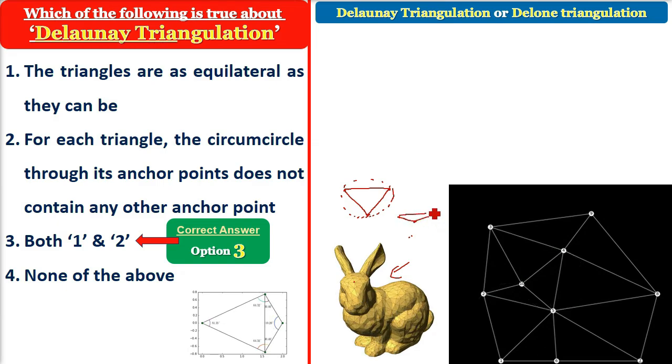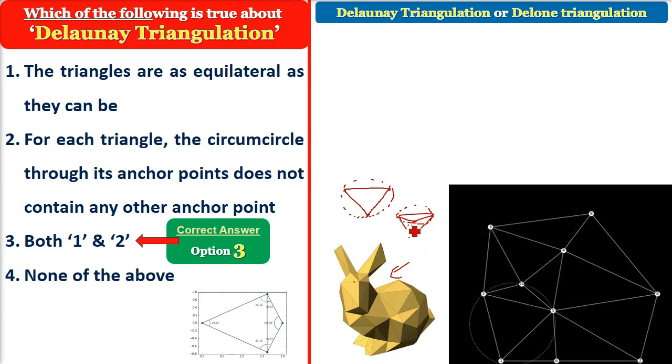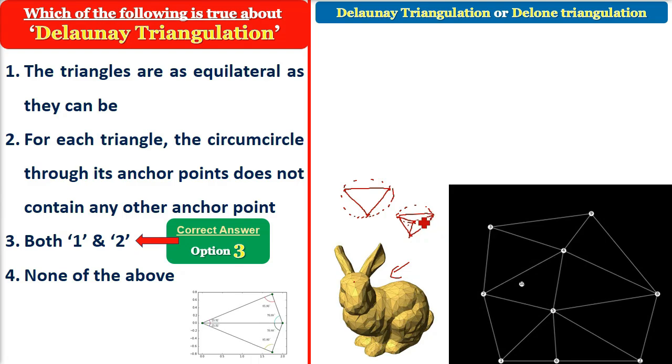So if you make a circumcircle here, there is no point in between. So these are the triangles which can be formed. This is how different triangles are formed, taking care that the circumcircle should not contain any point in between. So more points will have more triangles. Sparse points or sparse vertices or sparse values will have a bigger triangle.